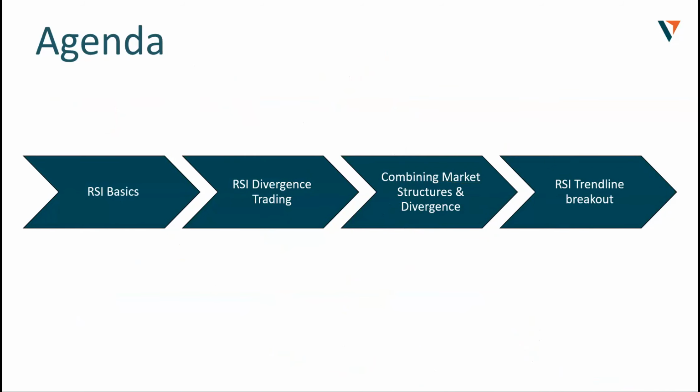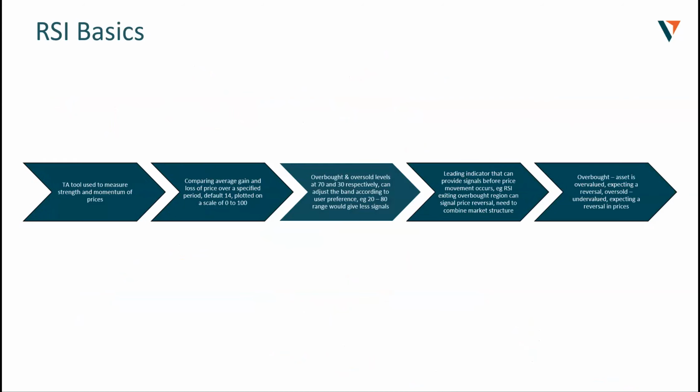Right, so before the examples, let's just do a quick recap of our RSI. This is for those who are not familiar with RSI itself. So for RSI, it's basically a tool that's used to measure strength and momentum of price. How this is being done is that it compares the average gain with the average loss over a defined period of time, right? So this can be specified by the user. The default is 14 periods. And once this is calculated, it will be plotted along a scale of 0 to 100.